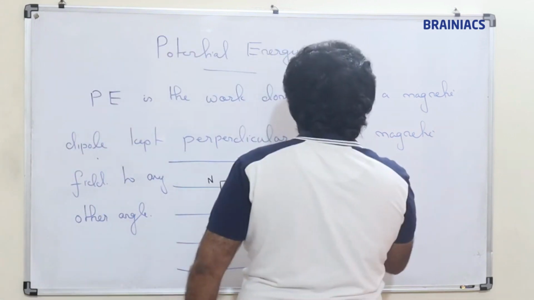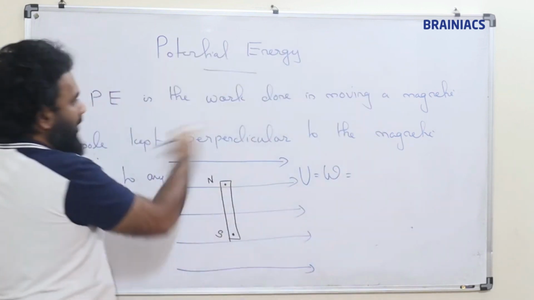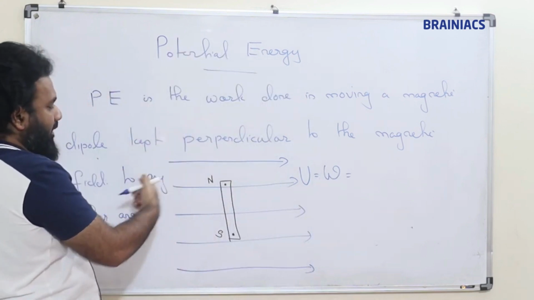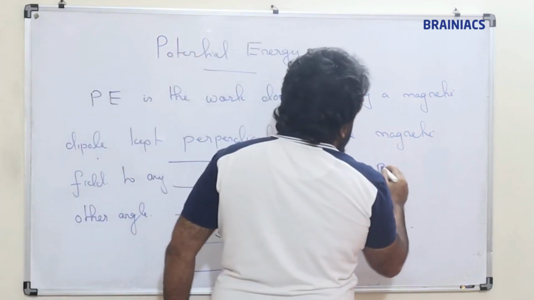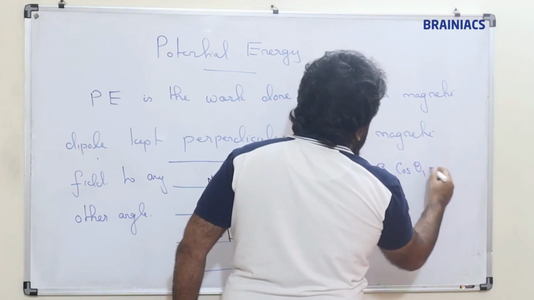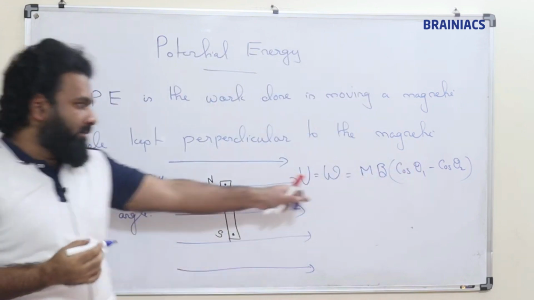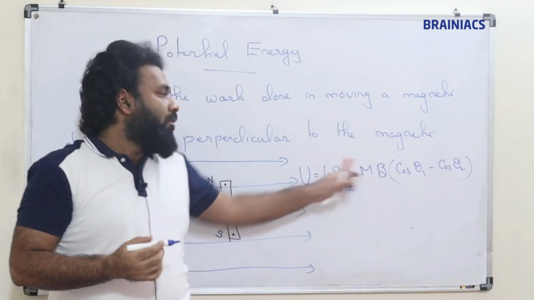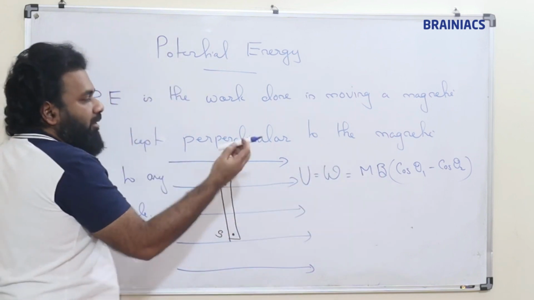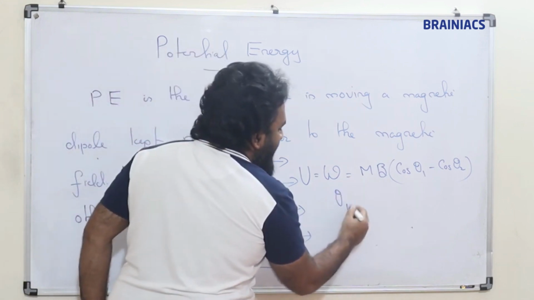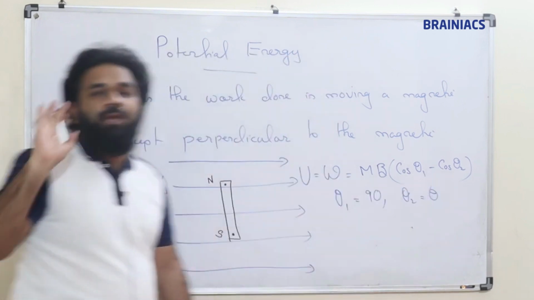Clear? So the basic formula for work done, or potential energy, is equal to what? Work done only. Work done in moving a magnetic dipole from the perpendicular angle to any other angle. So this is MB (cos theta 1 minus cos theta 2). This is the formula for work done, which we have just derived. Now what they are saying is, potential energy is the work done from moving this position to some other position. So here theta 1 is equal to what? 90 degrees, and theta 2 is any other angle theta.